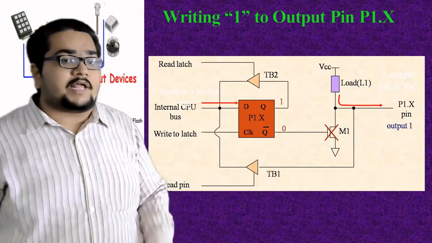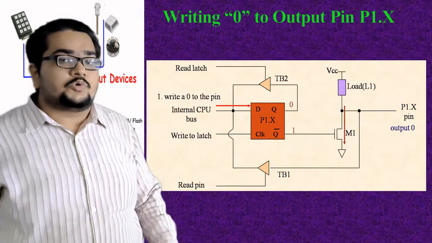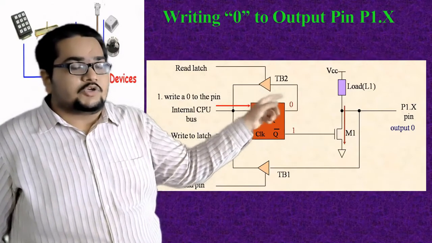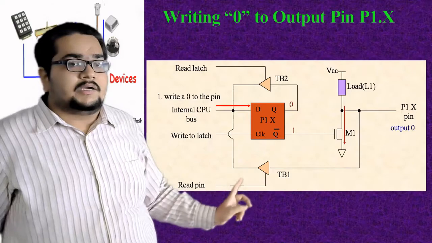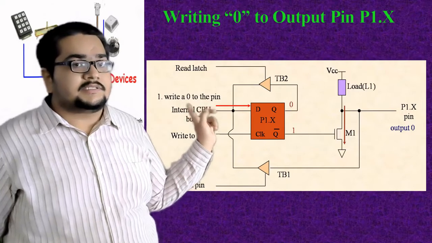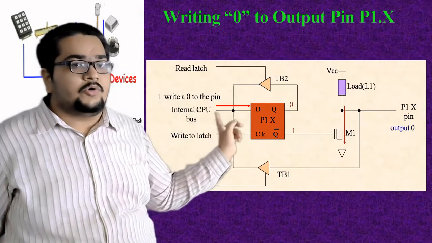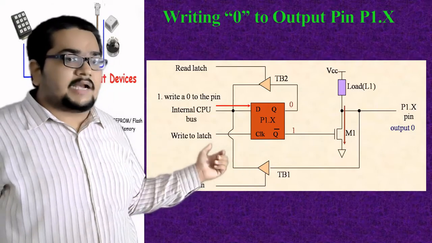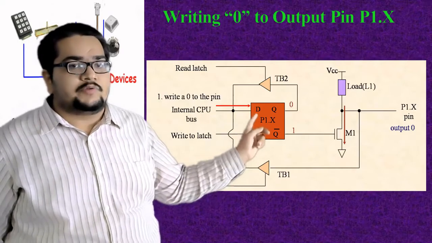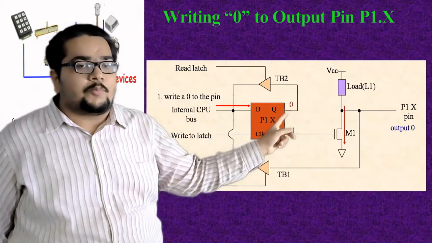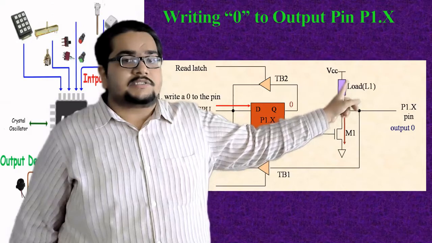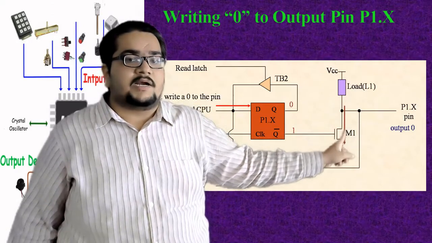Similarly, writing of 0 can also be done. How is it done? See here. Again, read latch will be there because it will be reading from the latch only, and read pin will be inactive, so this buffer is inactive and not driving the latch. We write 0 to the pin because the internal bus is bringing 0. That 0 will be here, and we are doing the write operation, so the clock will be there. Clock is there and D is 0, so the next state of Q becomes 0, and Q bar will be 1. This 1 will turn the transistor on, and it will provide a passage for the current to the ground.